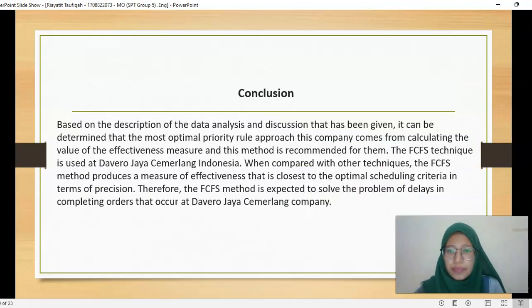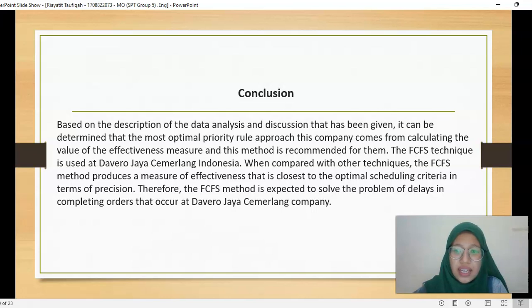And then for the average of delays, it results in 274.9 days. And for the conclusion, we know that it can be determined that the most optimal priority rules approach in this company comes from calculating the value of the effectiveness measure, and this method is recommended for them.